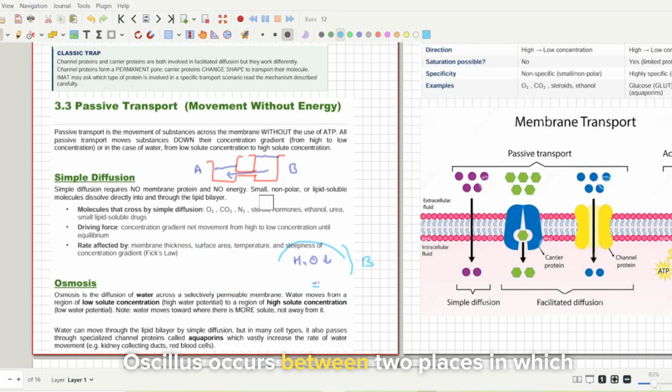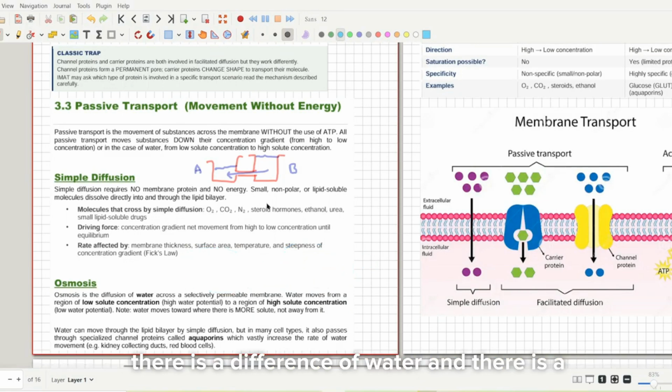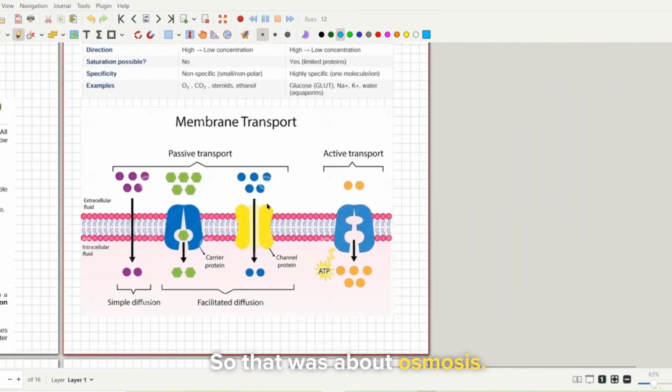Osmosis occurs between two places in which there is a difference of water and a difference of solute or salt. The water can move through the lipid bilayer by simple diffusion, but in many cells it also passes through specific channel proteins called aquaporins, and they increase the rate of water movement, like water will move really fast through these aquaporins. So that was about osmosis.